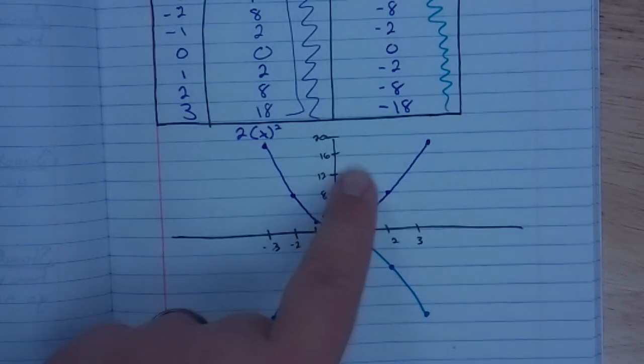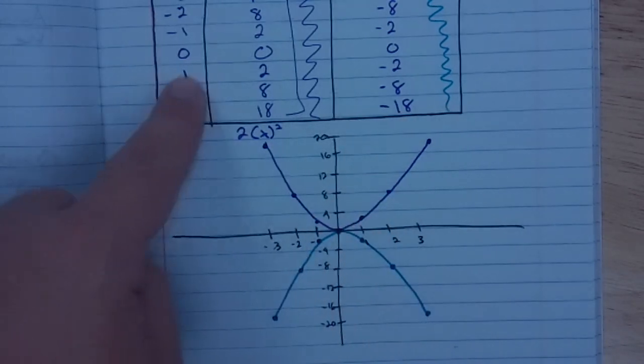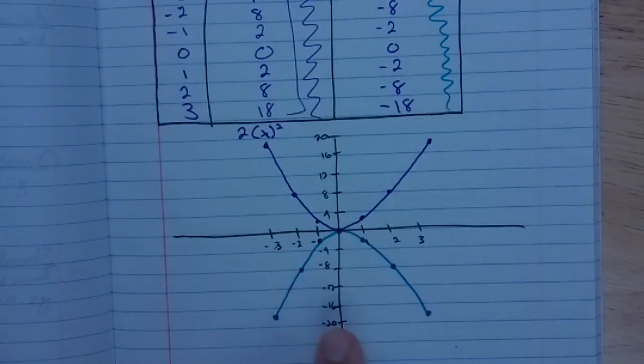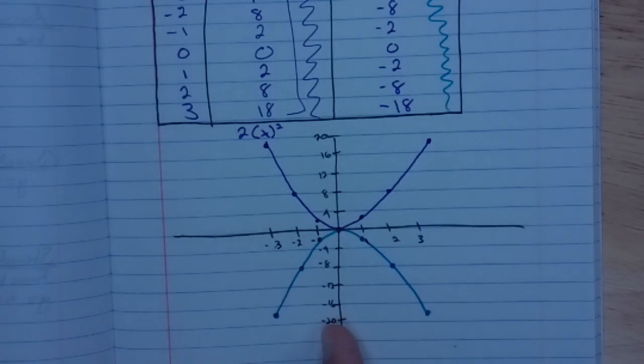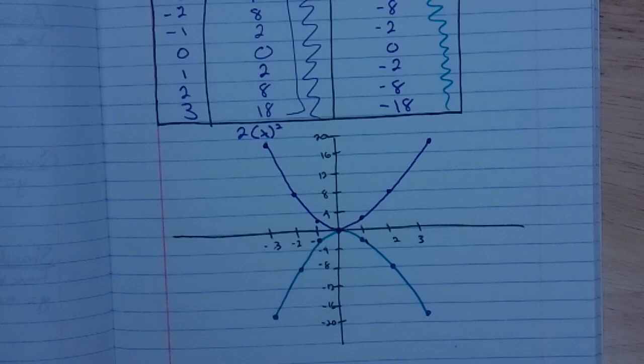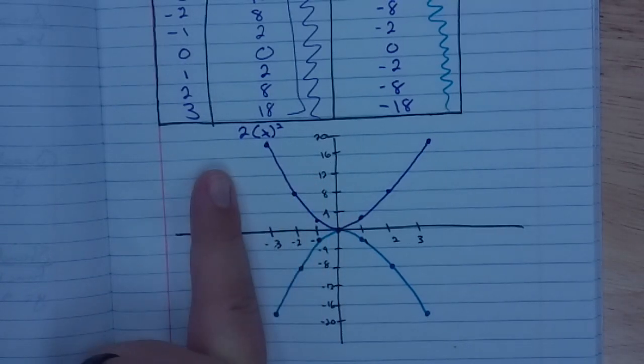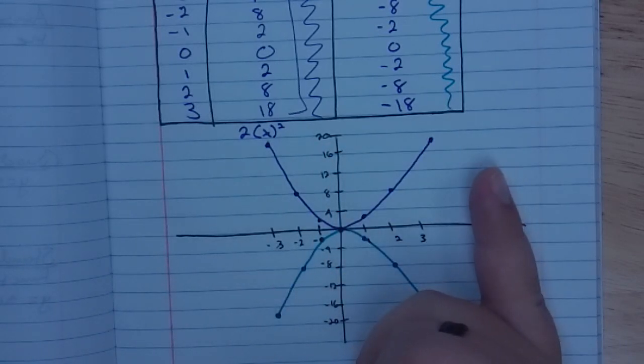Alright, so we have these two parabolas, okay? Since each 0 is at 0, 0, and the 0 is directly in the line, we have this beautiful line down the middle that is the axis of symmetry, which means everything on this side is the exact same as everything on this side of the axis of symmetry.